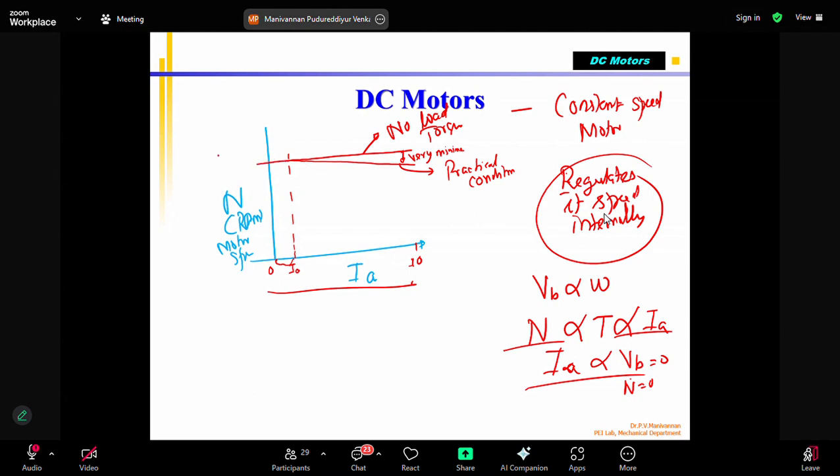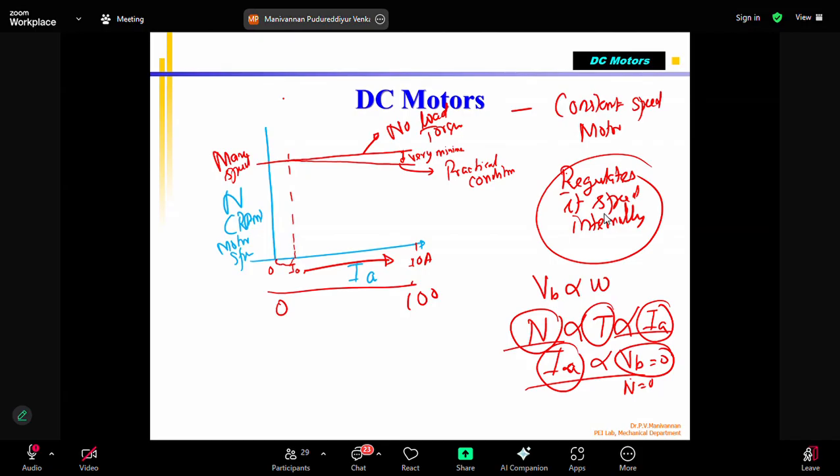Correct, this is the max speed, already designed by the manufacturer. He says that in our no load condition, this is the maximum motor speed obtained. That speed is proportional to torque, torque is proportional to IA, IA is proportional to VB. I told you that if you apply 100 volts, as you increase the voltage from 0 to 100 volts, the current increases from 0 to 10 amps. If there is no VB, then the speed will run away. So this is called self-regulating. That's why a DC shunt motor is called self-speed regulating.